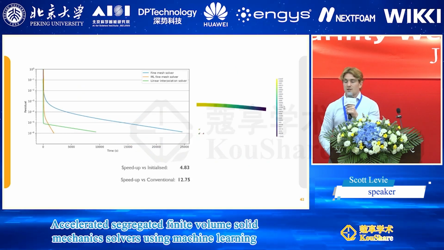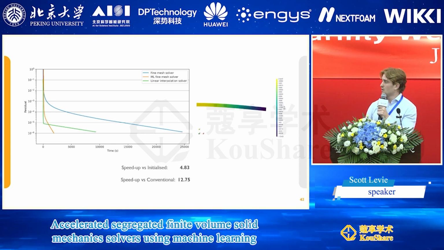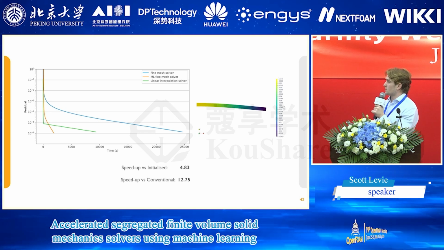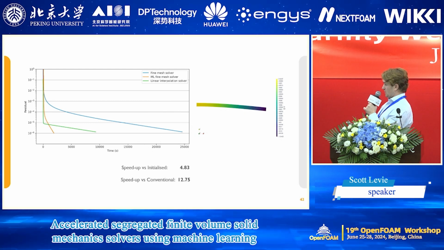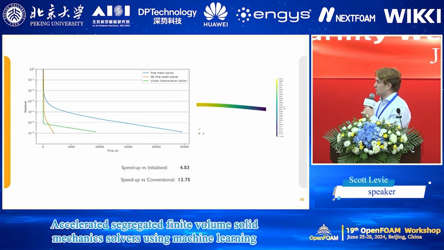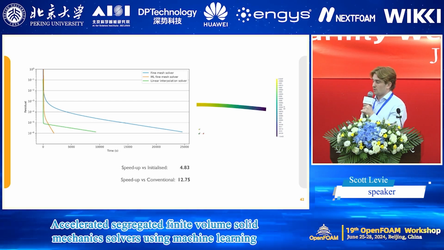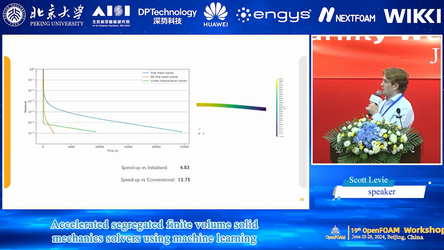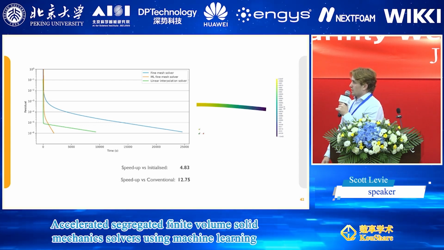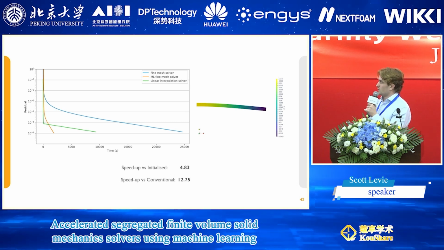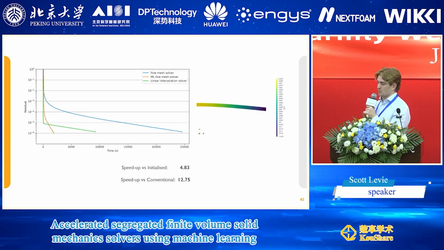Moving on to different test cases then, I moved on to the 2D cantilever beam case. This case is notoriously slow for segregated solvers due to the aspect ratio of the geometry. As you can see here, the machine learning prediction, which is the orange line, decreases a lot faster than the conventional solution, and in comparison to the linear interpolated method. This resulted in a speed up of about 13 compared to the conventional method.